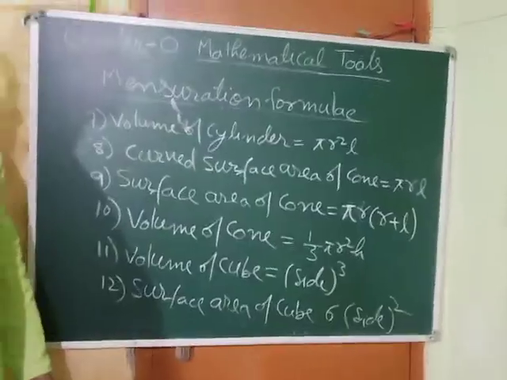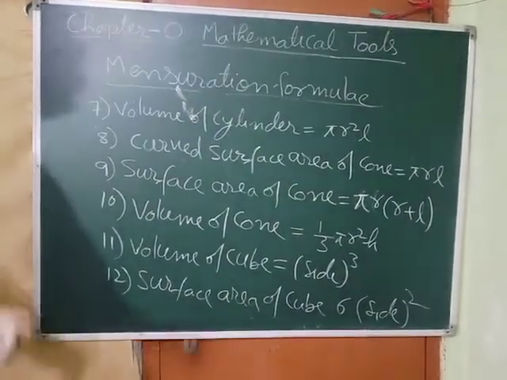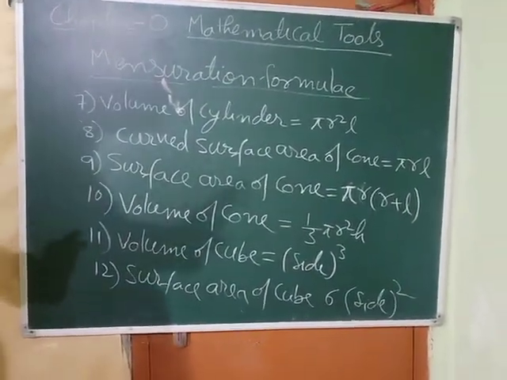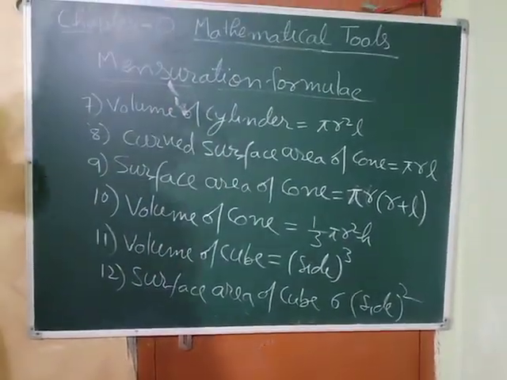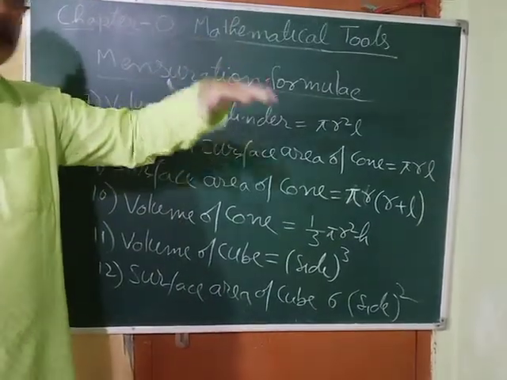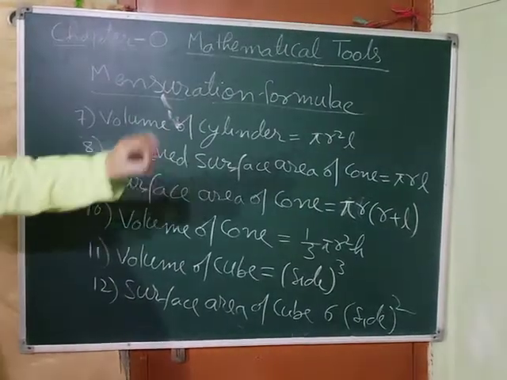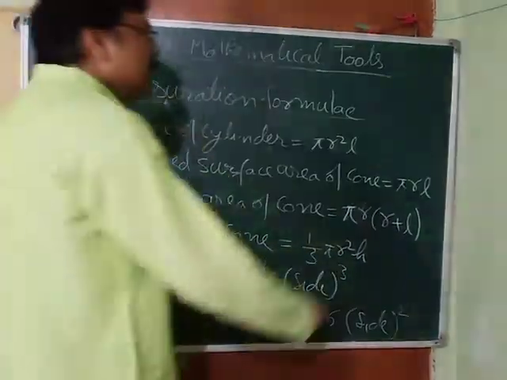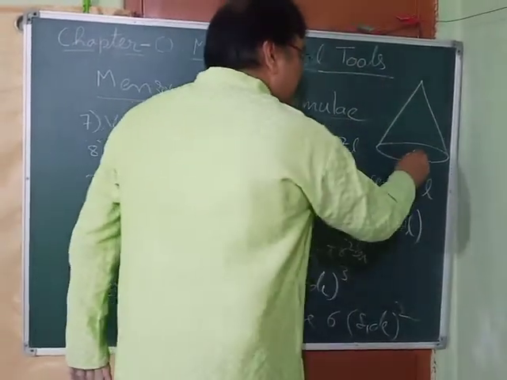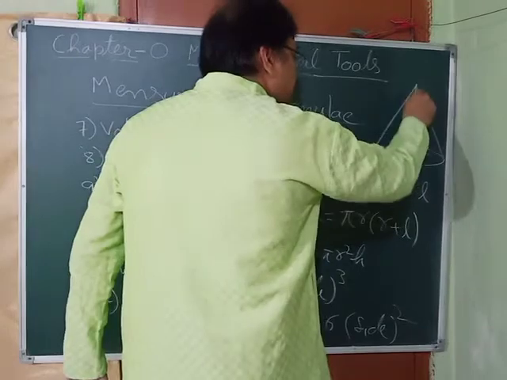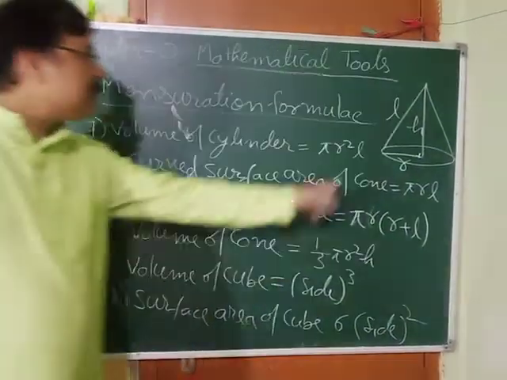Next, the seventh formula: volume of cylinder is pi r square l. What is l? Not the slant height; this is a cylinder, so it is the length of the cylinder. So it is pi r square l. Curved surface area of cone. In a cone it is slant height. See, this is a cone. This is its radius r. This is height h. And this length is l, the slant length.